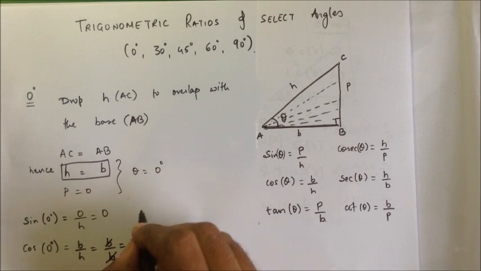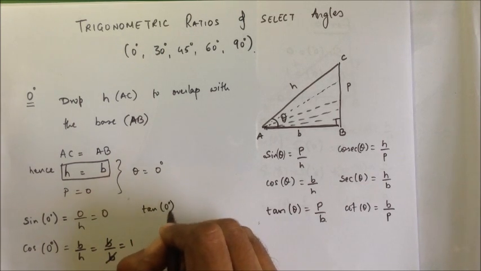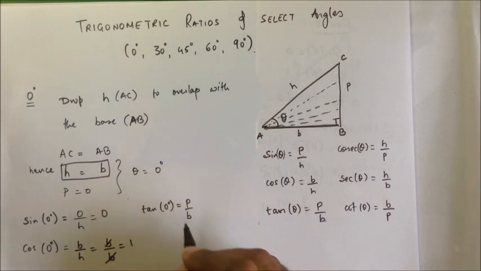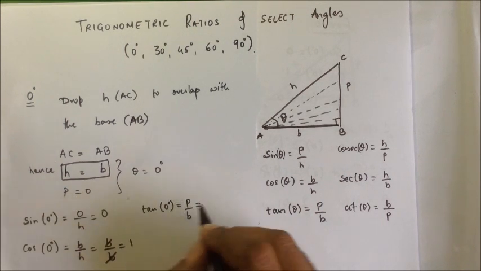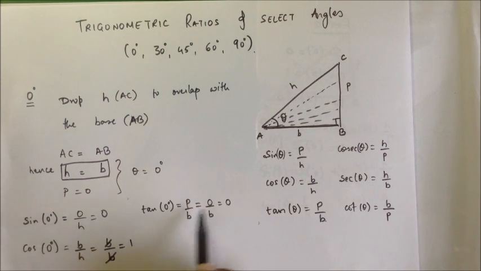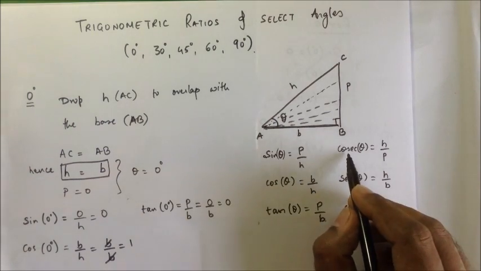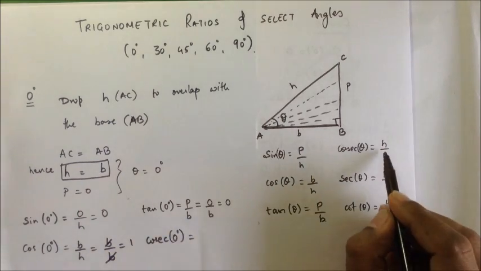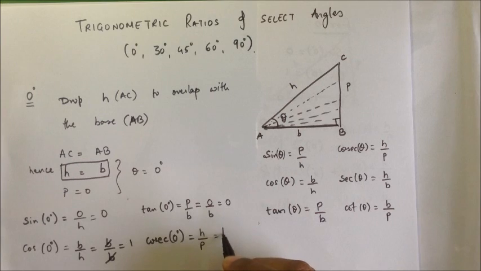The next trigonometric ratio would be tan of 0 degree. Now tan is the ratio between the perpendicular and the base. Now perpendicular upon base, the perpendicular has become equal to 0 and base is B. 0 upon anything is 0, hence tan of 0 is 0. The next is cosec 0. Cosec is the ratio between hypotenuse and perpendicular. Hypotenuse is h, but the perpendicular had come down to 0. Anything upon 0 is considered to be not defined or is considered to be infinity.